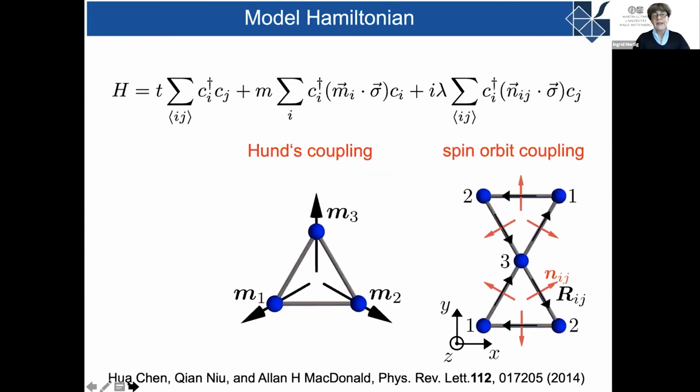Now, I take the model Hamiltonian that was also used by Allan MacDonald's group. We have, again, free electrons. The Hamiltonian is very similar to the Hamiltonian that I used before, free electrons moving in a spin texture. This is the coplanar spin texture. And then we have a new term that I didn't have before.